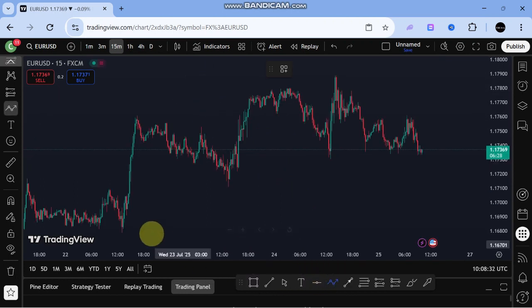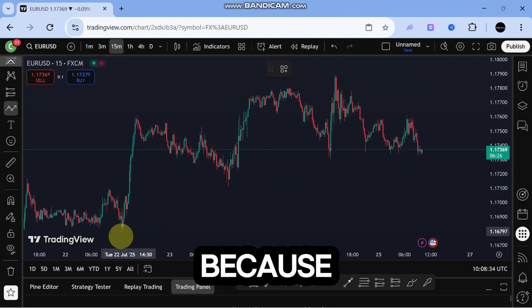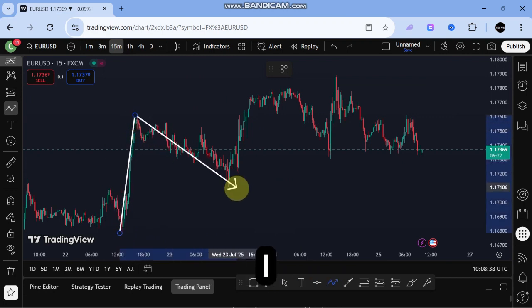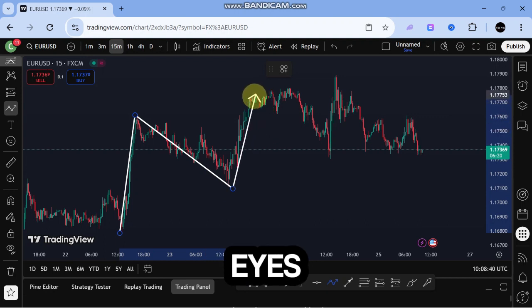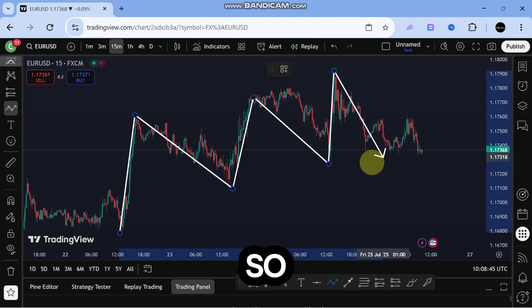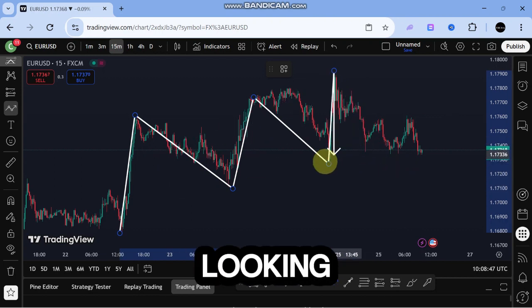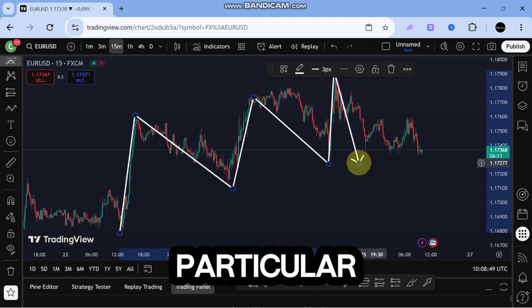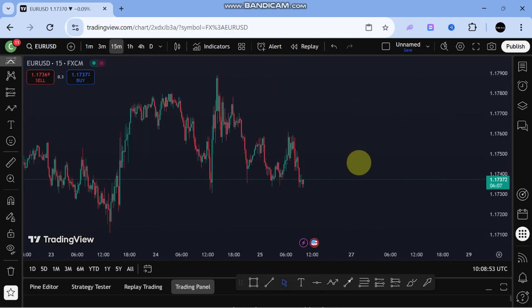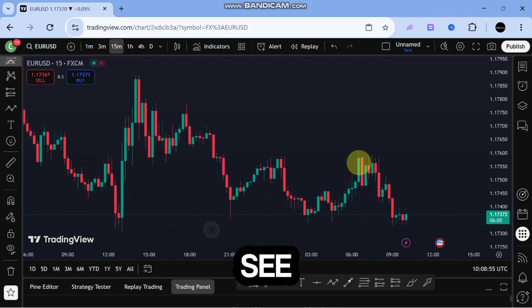As you can see, this is a bullish market because price has been going up, making higher highs and higher lows, higher highs and higher lows. So we know that this is an uptrend, and we're looking to buy in this particular type of market. So now at this most recent place, what can we see?